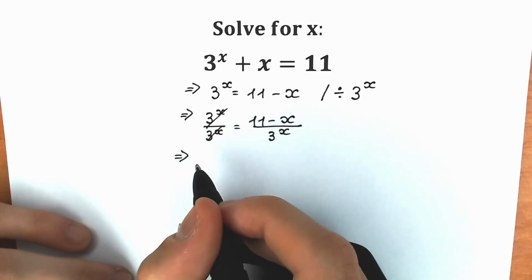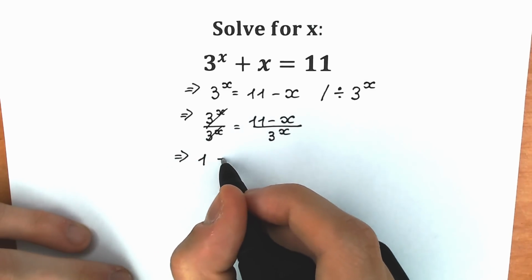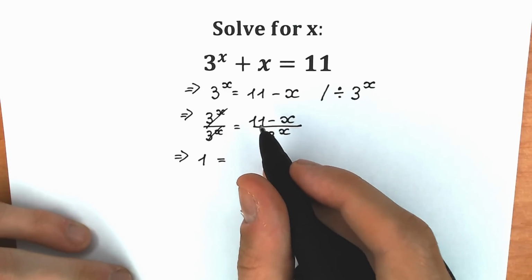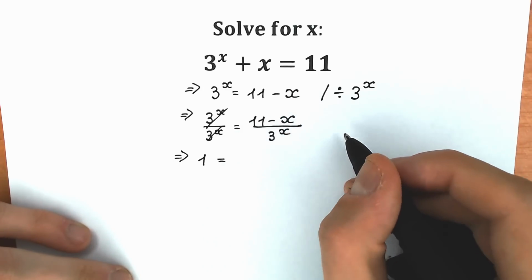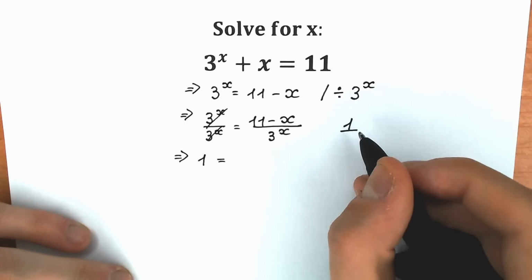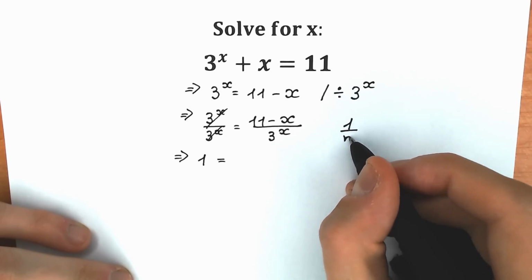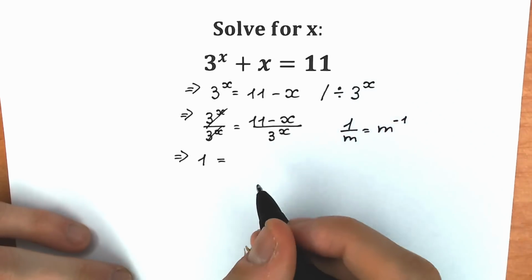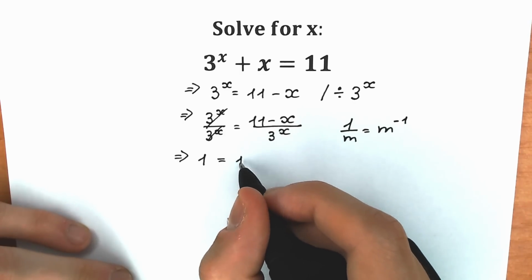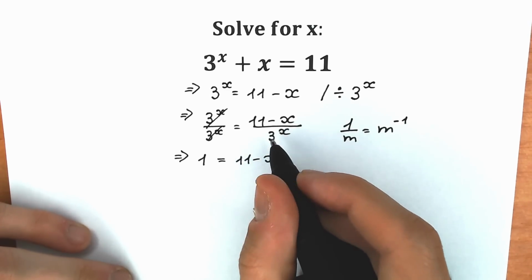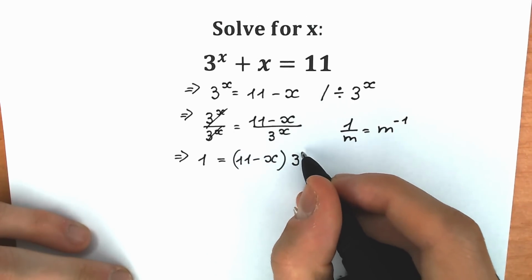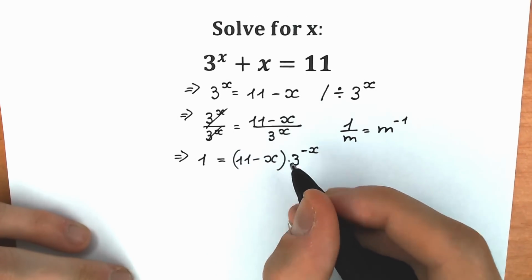As a result, what do we have? We have 1 on the right side equal to 11 minus x, which we're going to leave in the numerator. But for 3 to the x, when we have an expression like 1 over m, we can easily write it as m to the power minus 1. So we can write it in our numerator as 11 minus x, and 3 to the power x we bring to the numerator. So we can write it as 3 to the power minus x. Okay, so this is our first step.